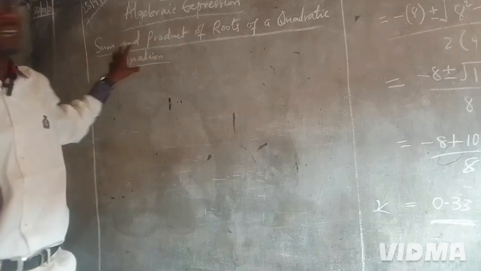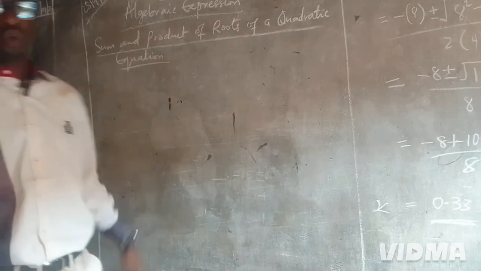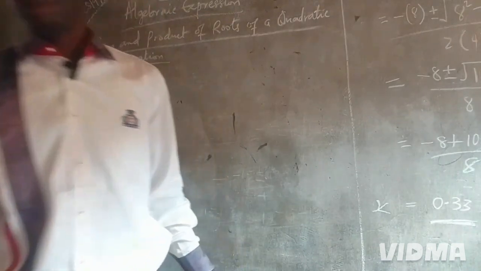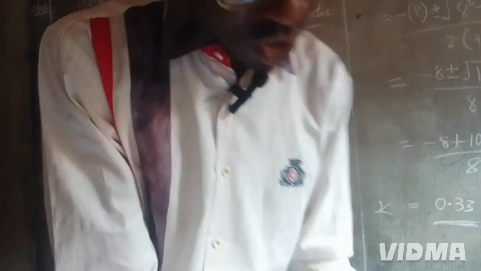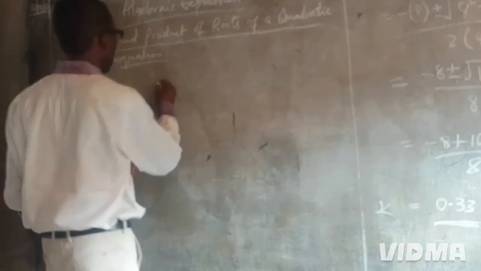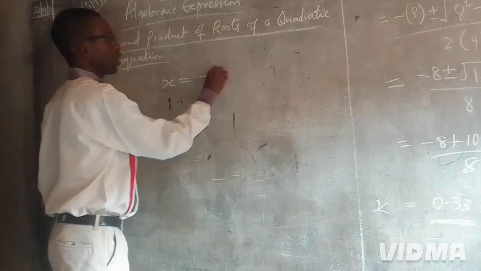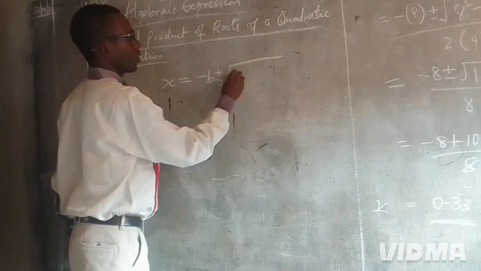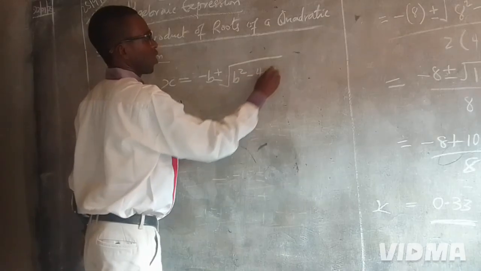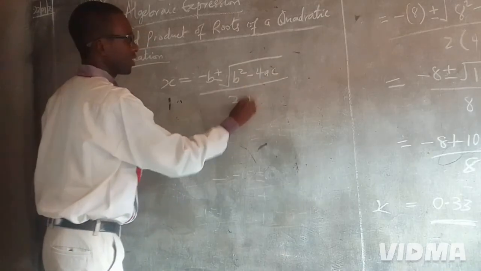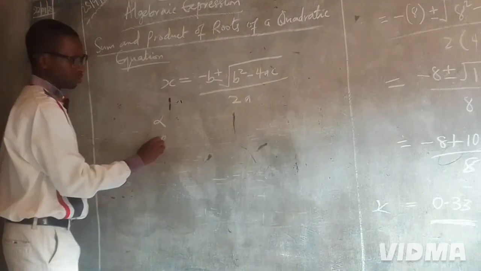Subtopic under algebraic expression, sum and product of roots of a quadratic equation. Now, under the sum and product of roots of a quadratic equation, we know that our almighty formula is what? What's our almighty formula? Where we have x is equals to minus b plus or minus square root of b squared minus 4ac all over 2a. Now, this time around, we are going to differentiate it. We are going to be having alpha and we are also going to be having beta.